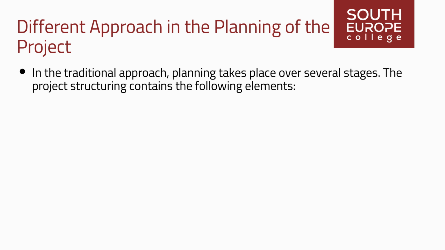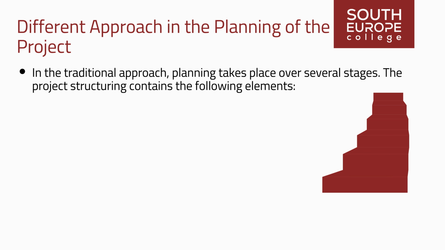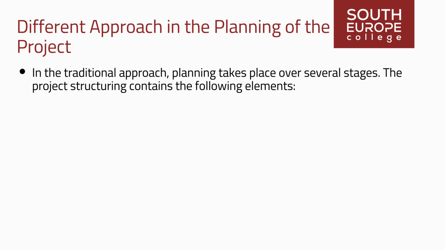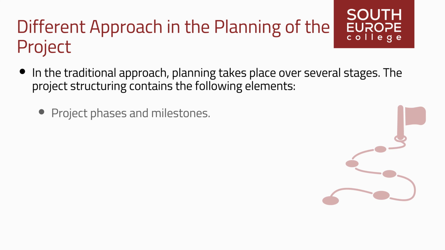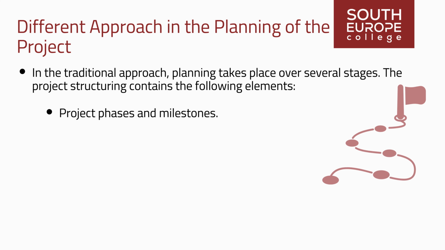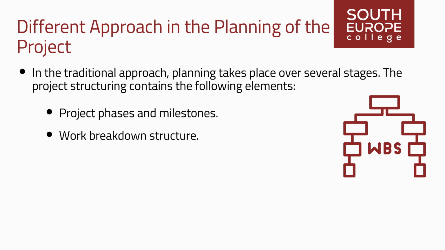In the traditional approach, planning takes place over several stages. After the objectives and requirements, specifications, have been defined in the initialization phase, the project is structured, rough planning. The project structuring contains the following elements: project phases and milestones, work breakdown structure with subprojects, deliverables, and work packages, with a rough cost estimate.